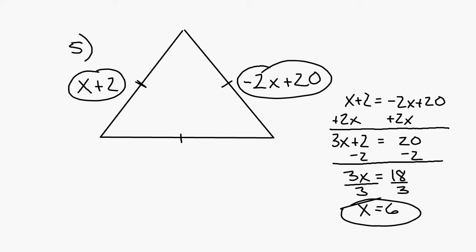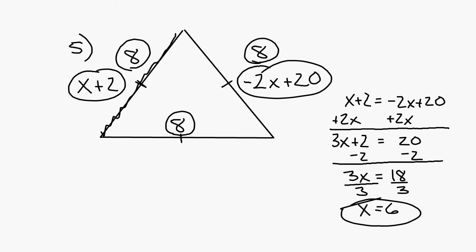All right. Now, if x is equal to 6, how long is this side right here? 8. It's 8 units long. So how long is this side going to be on the right? It's 8 units long. So the bottom piece has to be 8 units long.